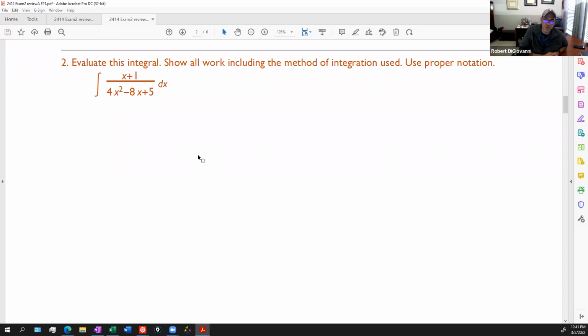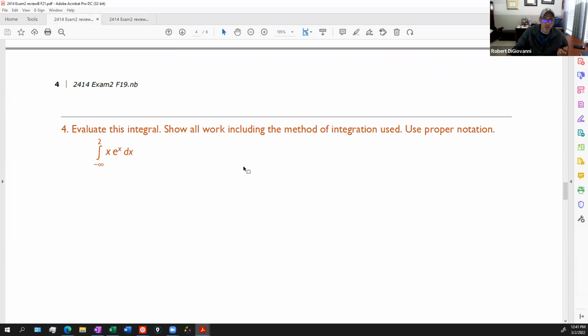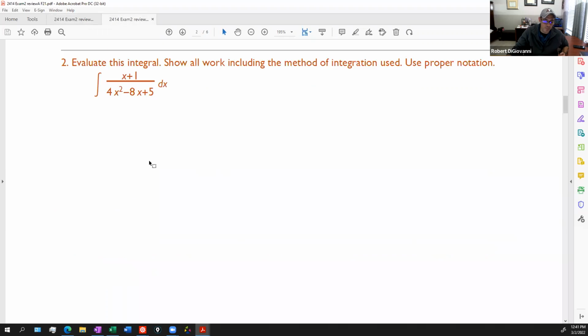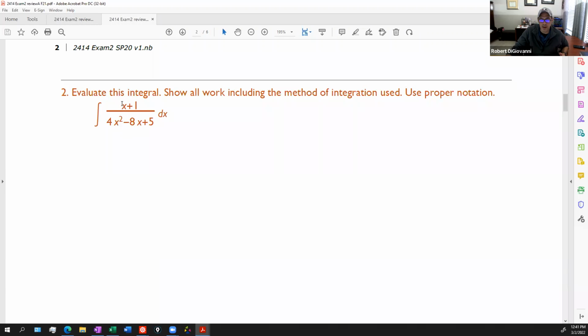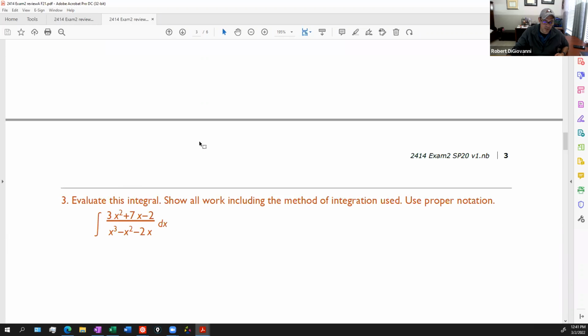Linear over irreducible quadratic. That's where I showed you the way I like to do it. I try to make the top look like the derivative of the bottom. So that was on a test. My point again is, if you do this review and you think, I've got it, and then you get this problem, well, to me this is fair game. I mean, we did problems like this. So I don't want you to focus too much of your attention just on the review.